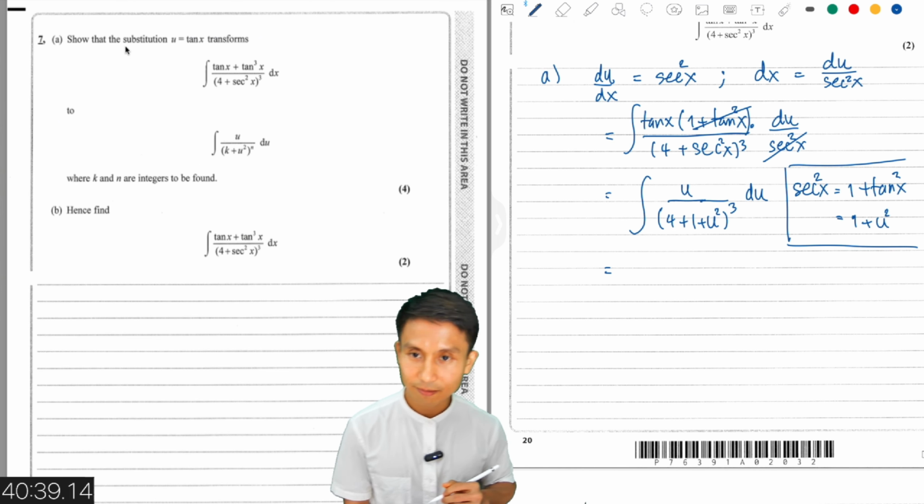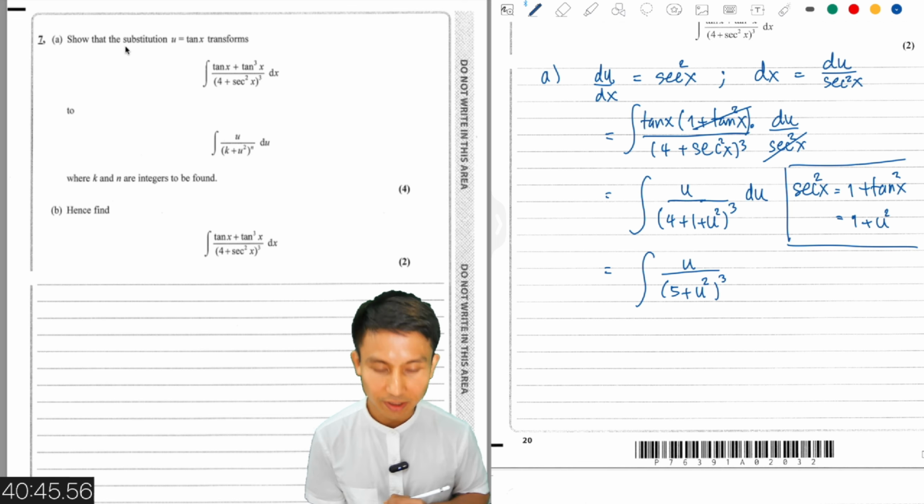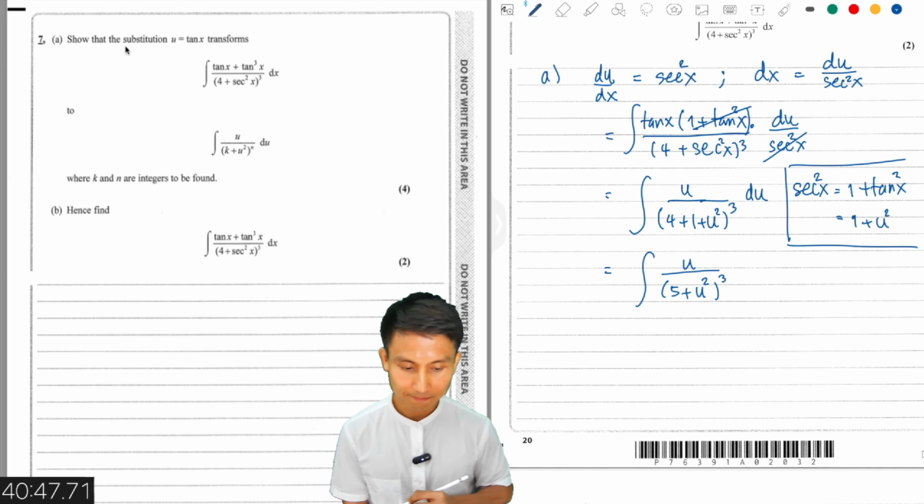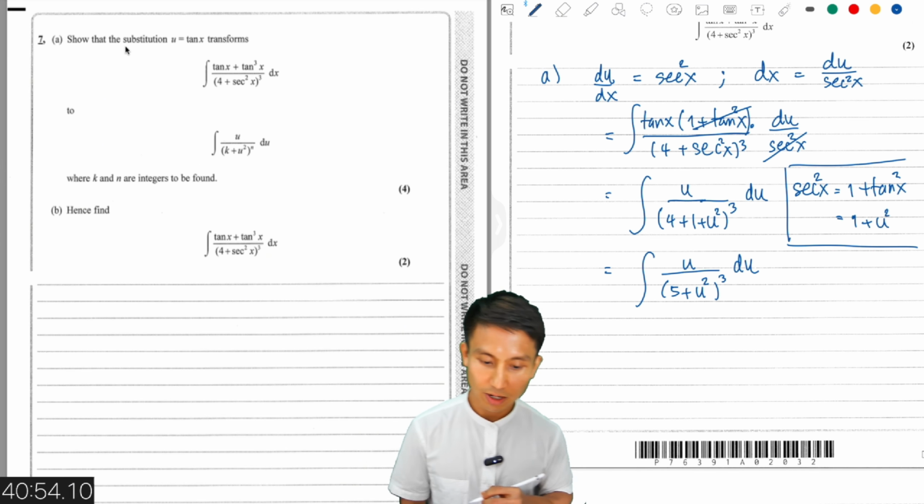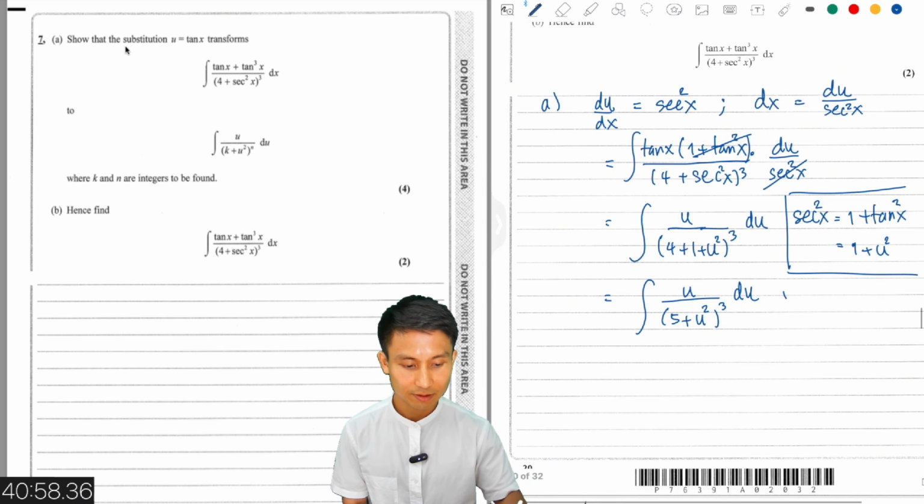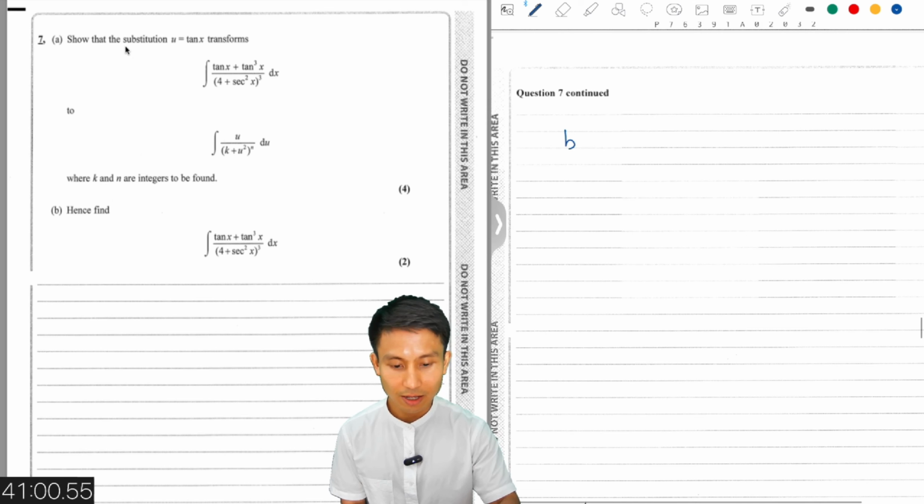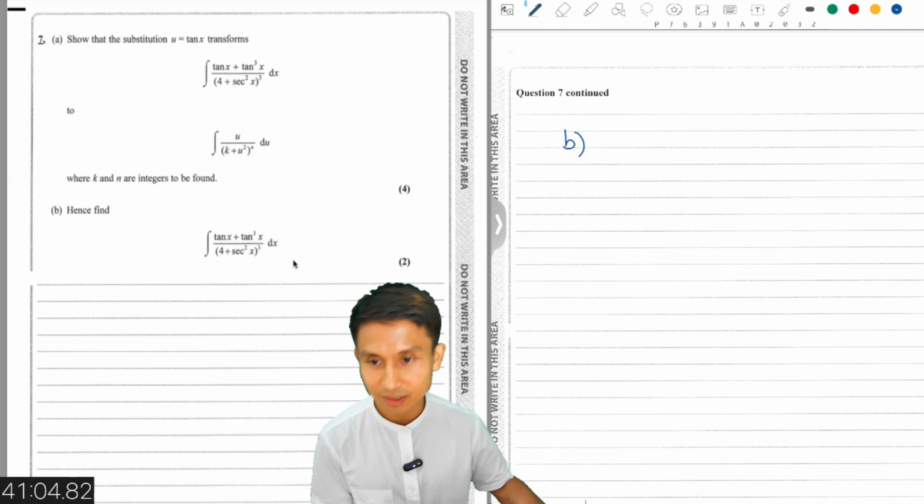So I think we got it. I think that's it. So the integral of u over (5 plus u squared) to the power of 3. Yeah, I'm happy with that. So the n here is 3 already. And then, hence find the integral of all that. So just the same thing.